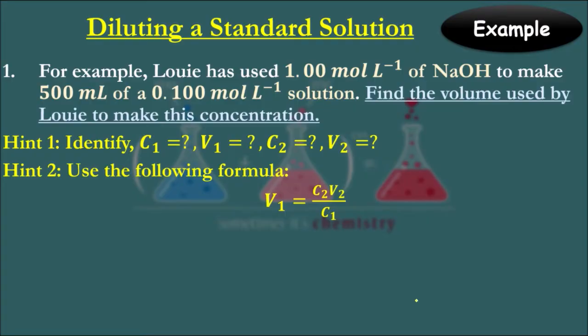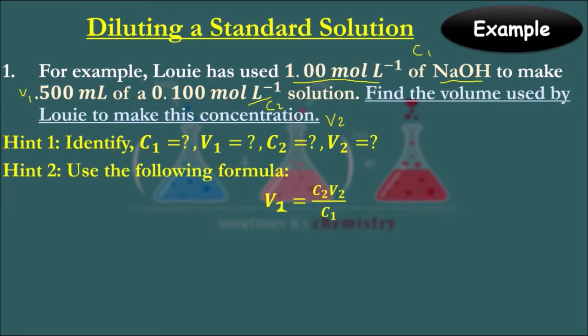Okay, so let's go through some calculation questions and solve for our dilution problems. So we have Louis here. Louis had 1 mole per liter of sodium chloride. So that's going to be C1 for us. And he made 500 milliliters of a 0.1 mole solution. So that's C2. Find the volume used by Louis to make this solution. So this is V2 we're looking for. It says V1 here, but that should be V2.